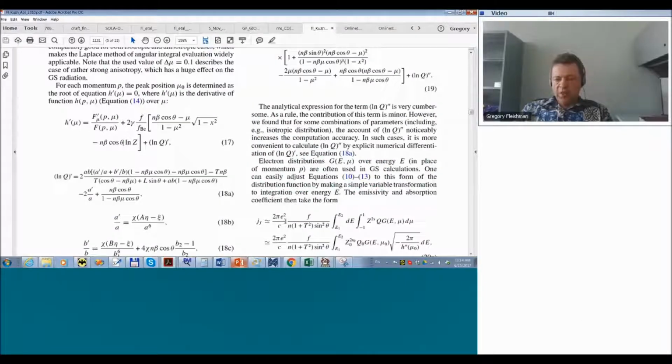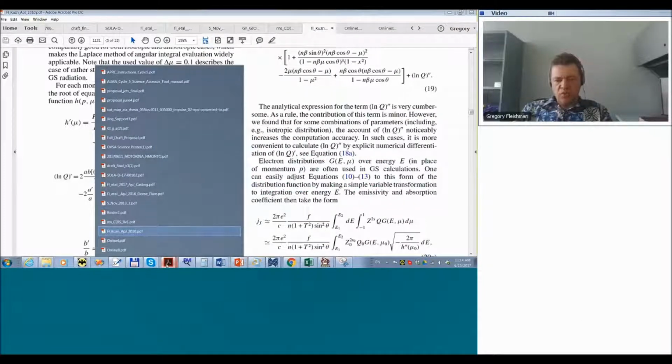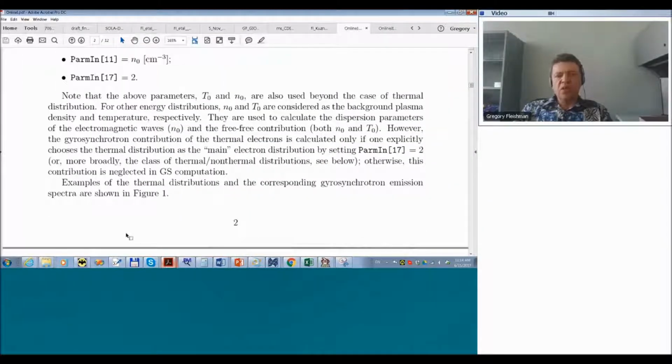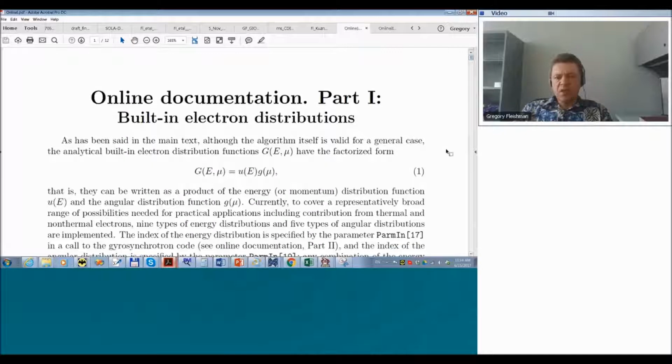And what else is needed? A third sub-project is another part of the same paper where these fast codes were introduced and presented.